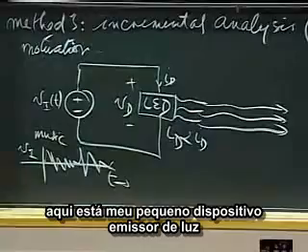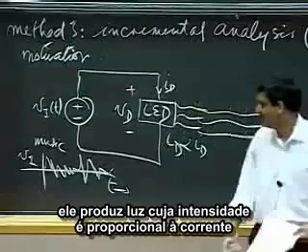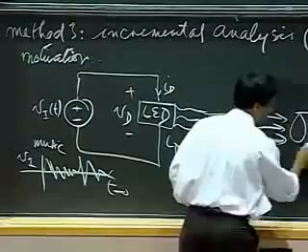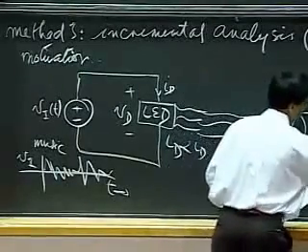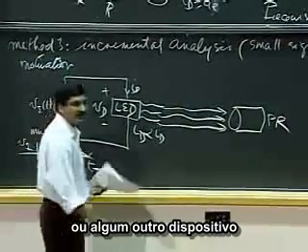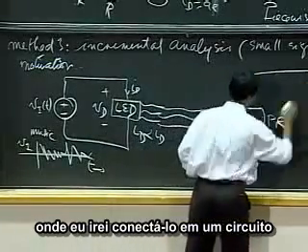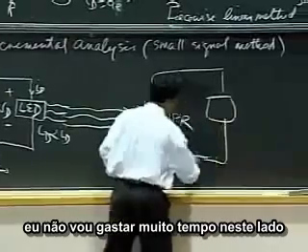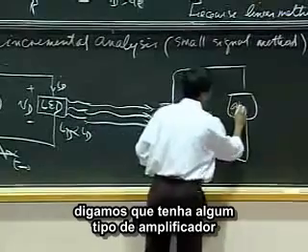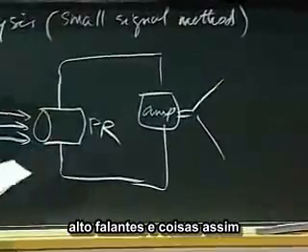Okay, so here's my little light emitting device, which when current flows through it produces light whose intensity is proportional to the current. And what I'll do is I'll stick in a receiver here. Think of it as a photoresistor or some other device that I'm going to connect in a circuit. I'm not going to spend too much time on this side. I'm going to focus on the left-hand side here. And let's say I have some kind of amplifier and speakers and so on and so forth.